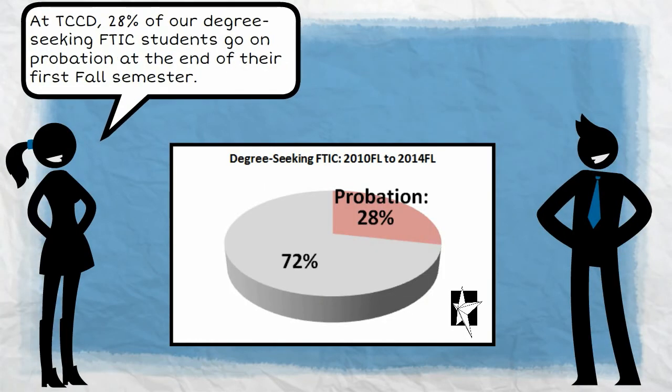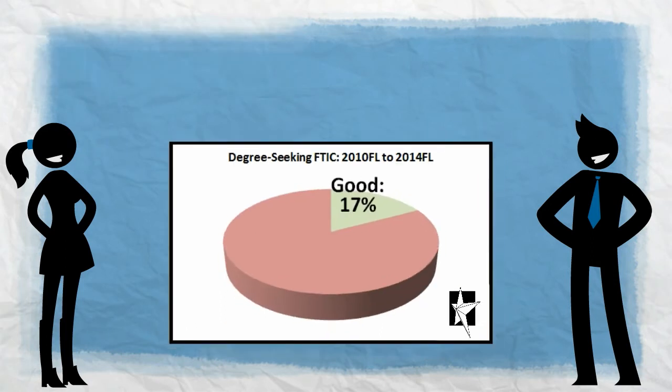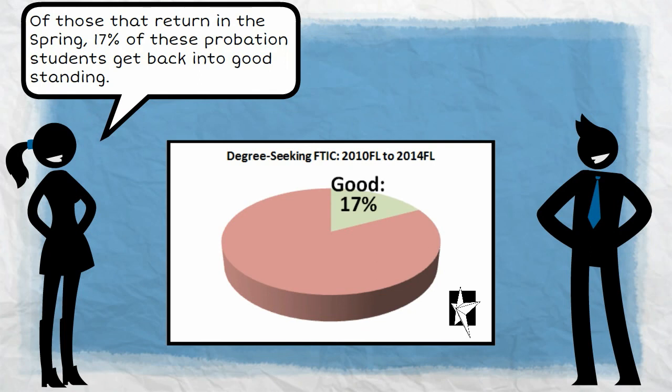At TCCD, 28% of our degree-seeking FTIC students go on probation at the end of their first fall semester. Of those that return in spring, 17% of these probation students get back into good standing.